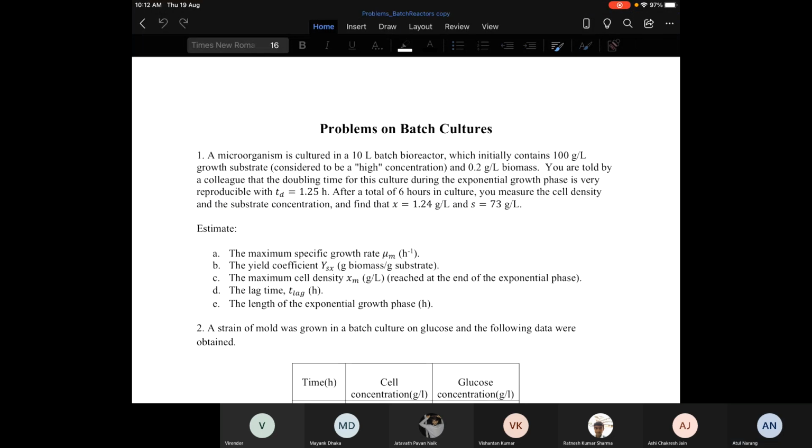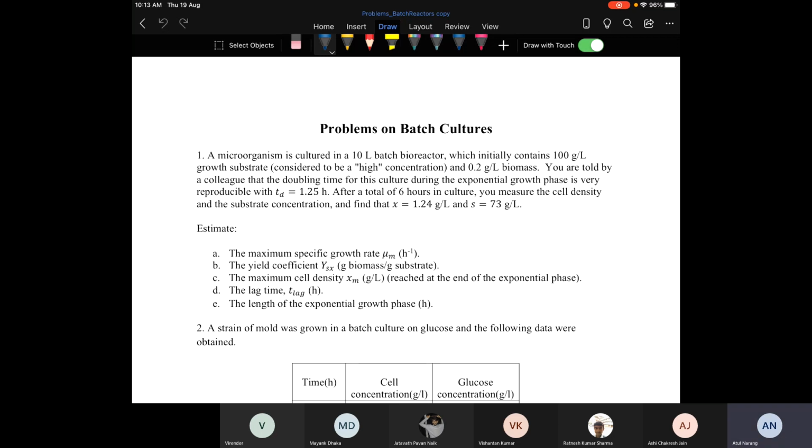So this is the problem that I look at. Problem 1. Can you see the screen? Yes, sir. Okay, it says that a microorganism is cultured in a 10-liter batch bioreactor, which is what we're dealing with, which initially contains 100 grams per liter of growth substrate. Actually, what they mean is this is the substrate that will limit the final density that is reached.